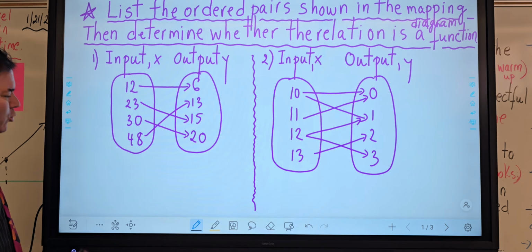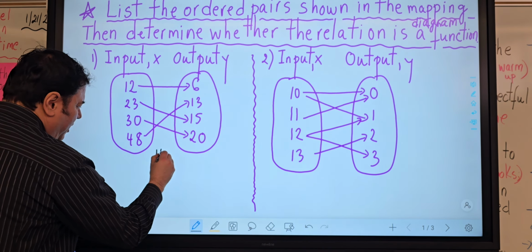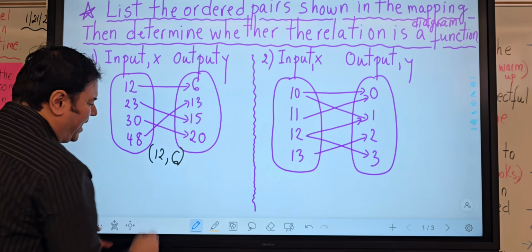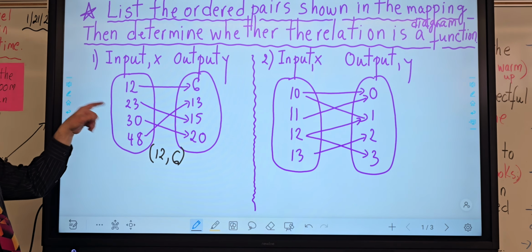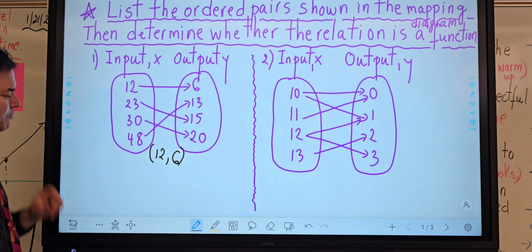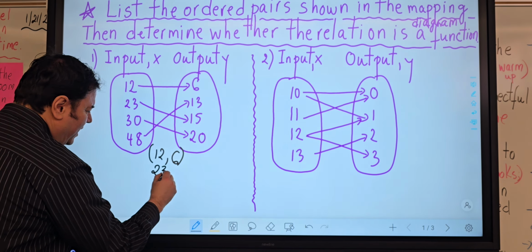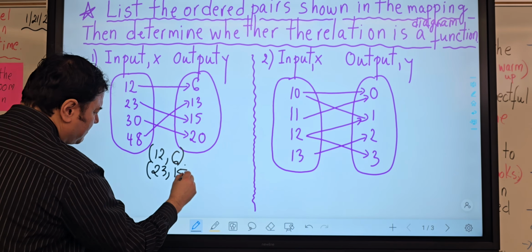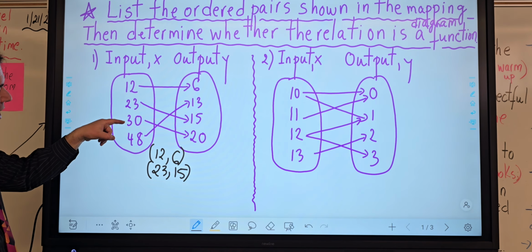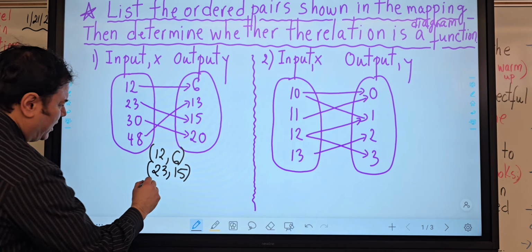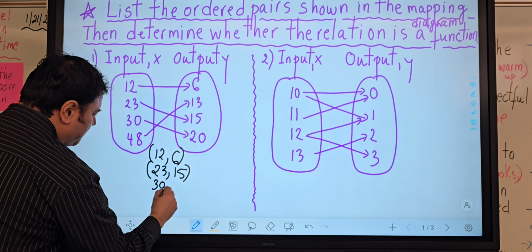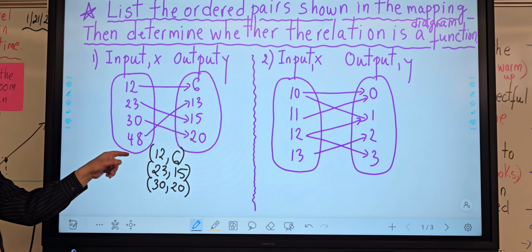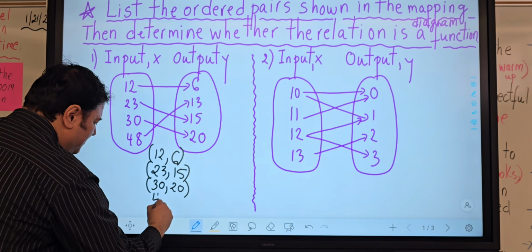So the first input is 12, and the output is 6. So the first ordered pair is 12, 6. The second one, we have 23 for the input and the output is 15. Next one, we have 30 for the input and 20 for the output. And the last one, we have 48 and 13.